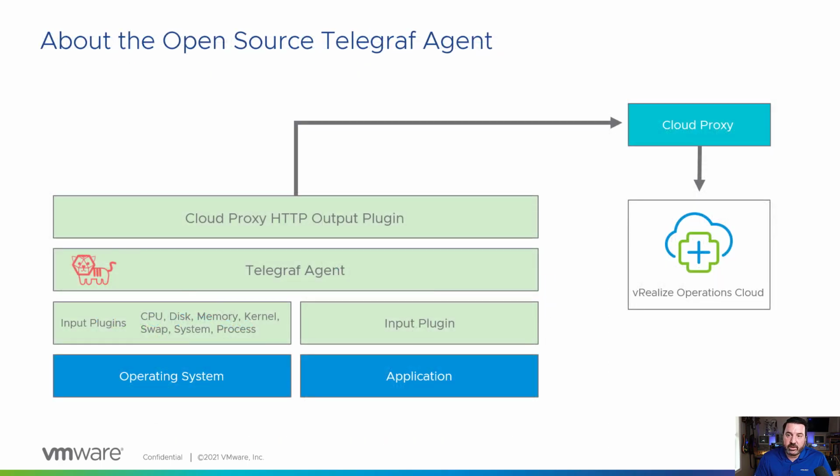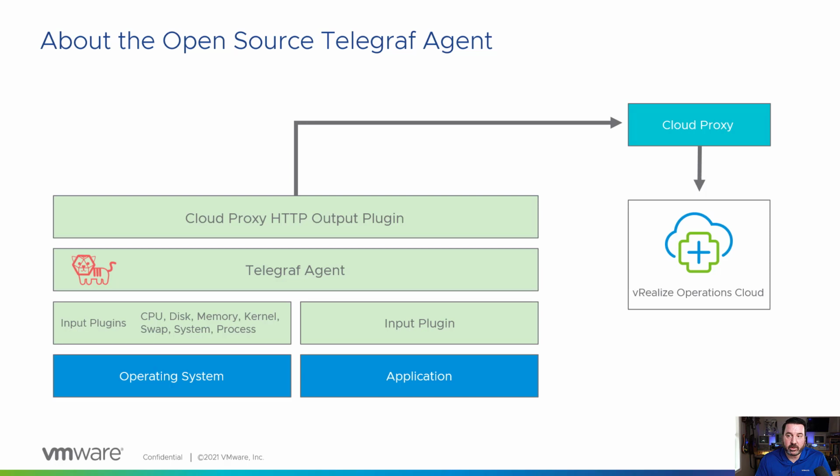And just looking at how this works, this diagram shows, of course, the operating system and the application. In this case, they're running side by side, but obviously we know the applications run on top of the OS. This just tries to highlight how the open source Telegraf agent works. So there's an input plugin for the operating system. This is actually configured once you install the agent on your virtual machine.